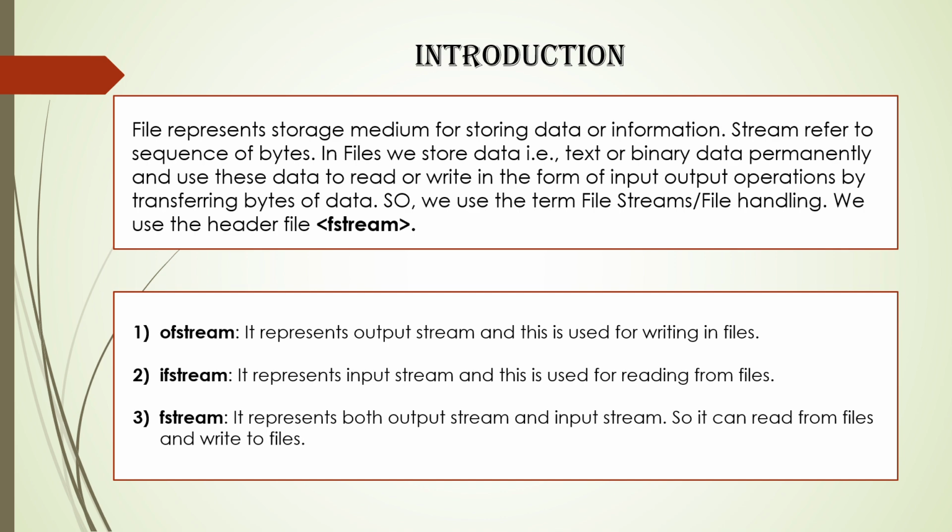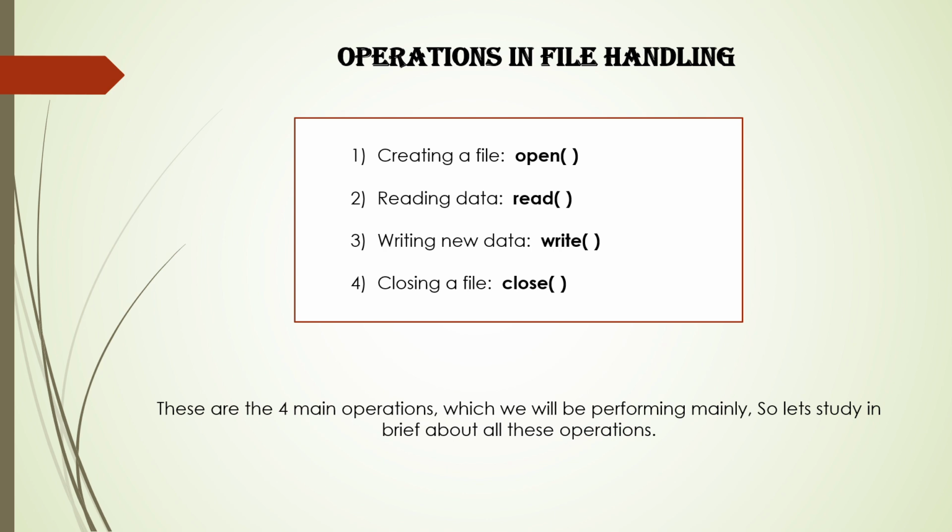Now the main operations that you can perform in this, there are mainly four operations. First is to create a file, that is, open the existing file in which you want to work or create a new file, and this can be achieved by the open function. Second is reading the data from the file. This can be done by the read function. Third is writing new data to the file. That is, if you want to write some data to the existing file or in a new file, then this can be done by the write function.